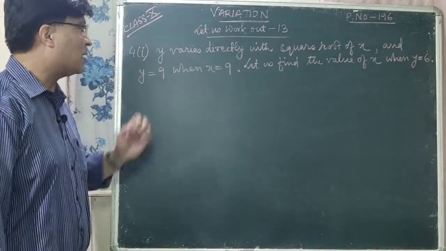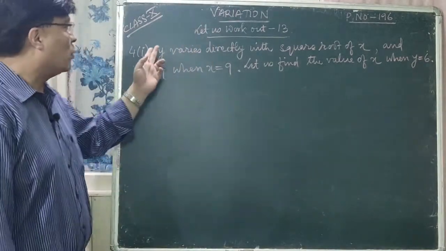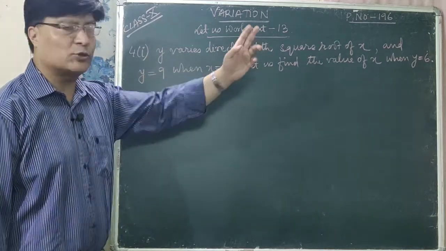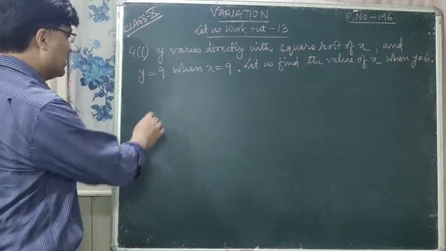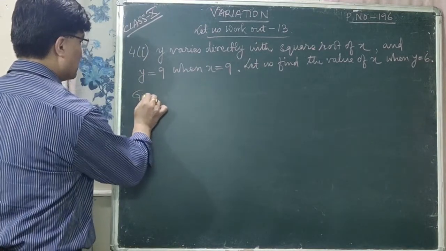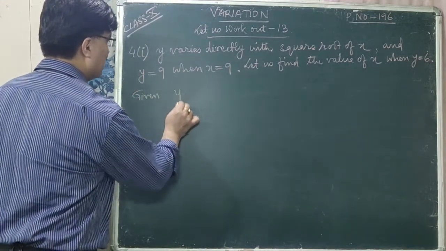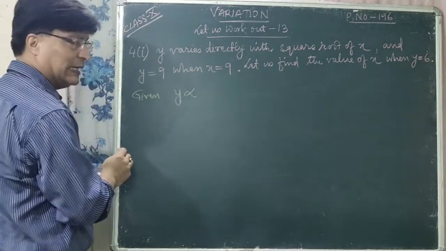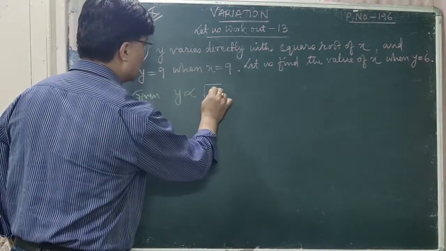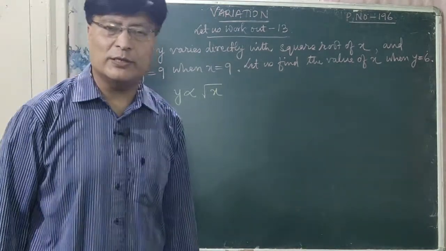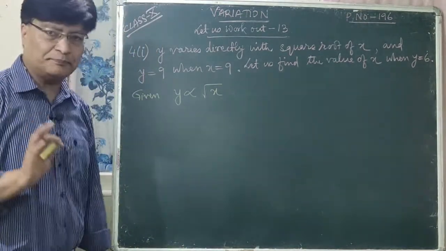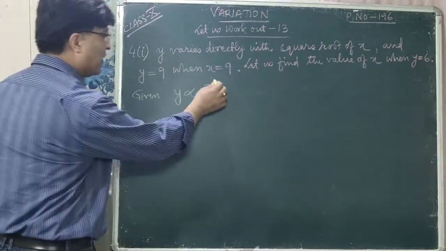First of all, the condition given here is that y varies directly with the square root of x. So you know how to write it mathematically, isn't it? So let's do the solution now. Given y varies directly with square root of x. That is, y is directly proportional with the square root of x. Okay? Now how will you simplify it?